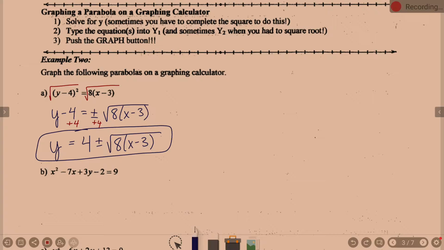Now, what about when you type this into your calculator? Where's your plus or minus button? Right, there's not one. So you're going to have to type this into your calculator as a y1, which is, on mine, 4 plus the square root of 8 times x minus 3, and a y2, which is 4 minus the square root of 8 times x minus 3. If you don't type both halves in, you're not going to get the full parabola. But when you have sideways parabolas, this will often happen.